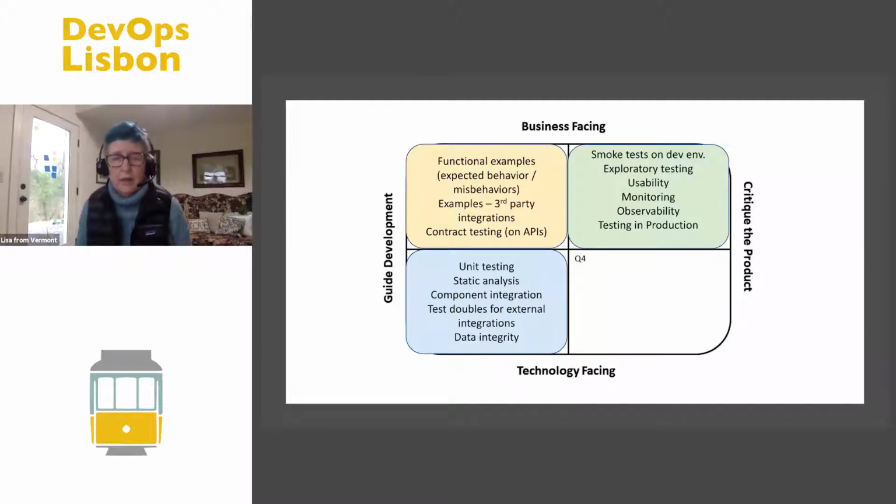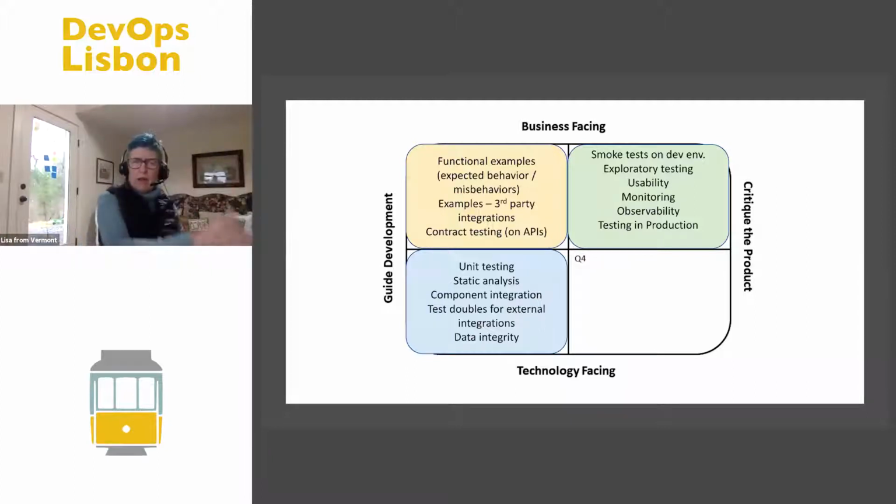And in the business-facing tests that critique the product, now we're thinking more about business risks. So we may choose not to deploy to production immediately and have some pre-production environment where we can do user acceptance testing, exploratory testing, or those are also things we could do in production if we're using release feature toggles to keep things turned off except for our own use. So this is building more confidence.